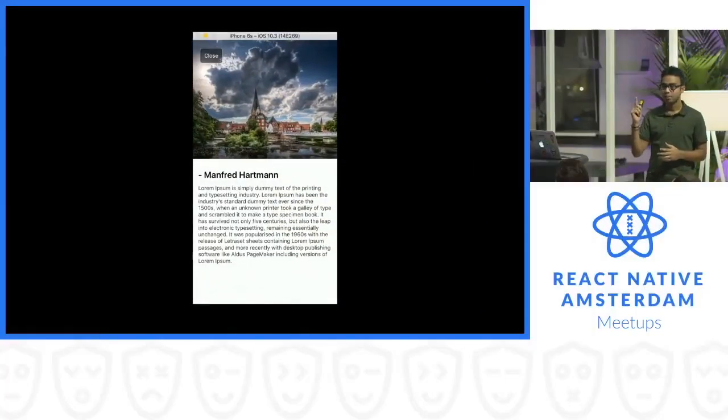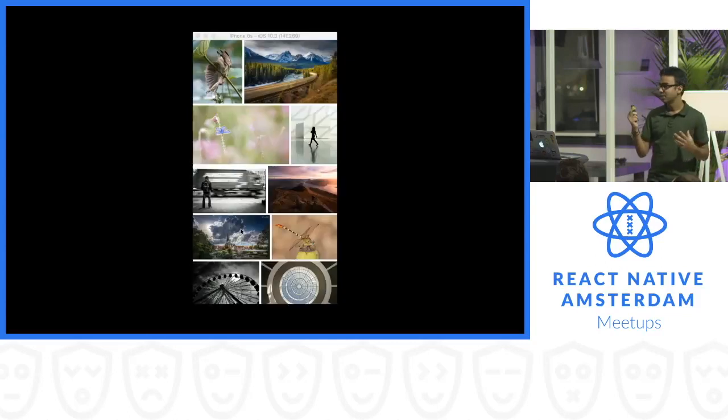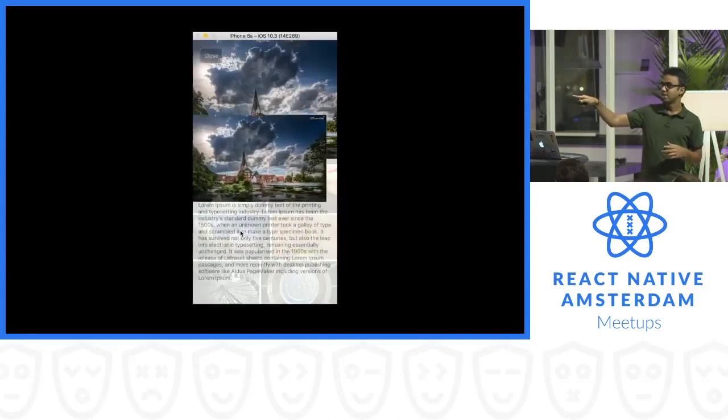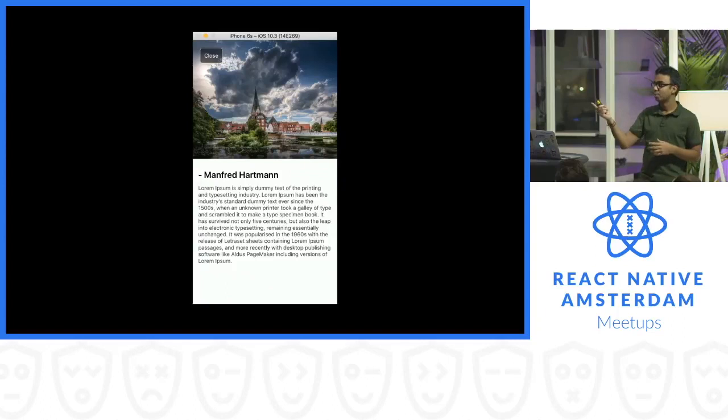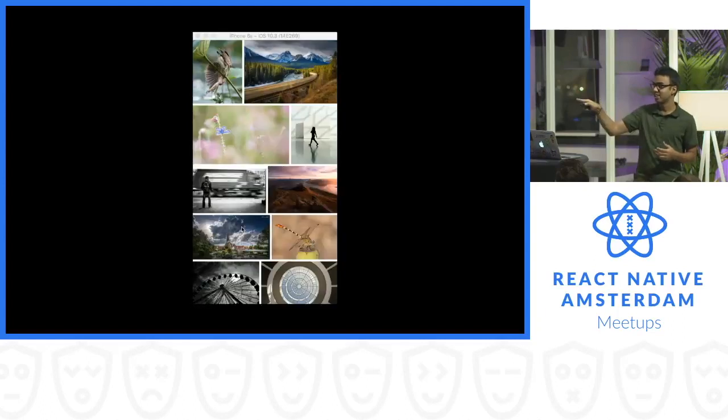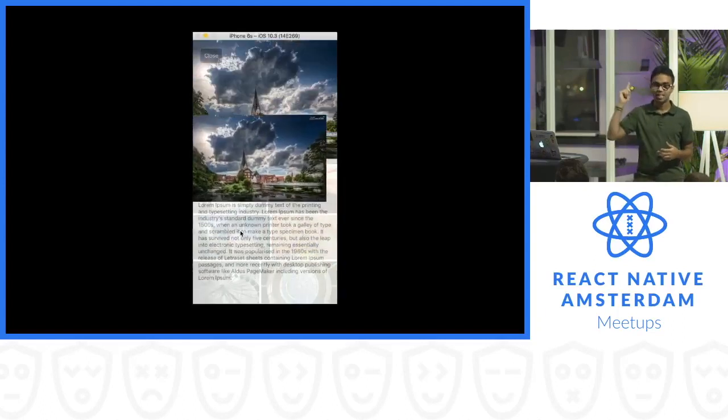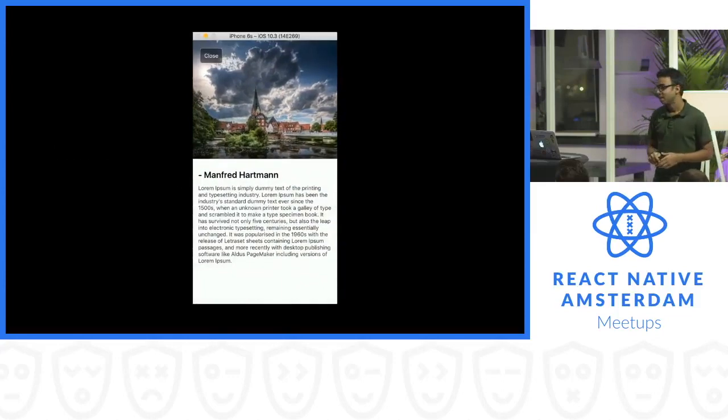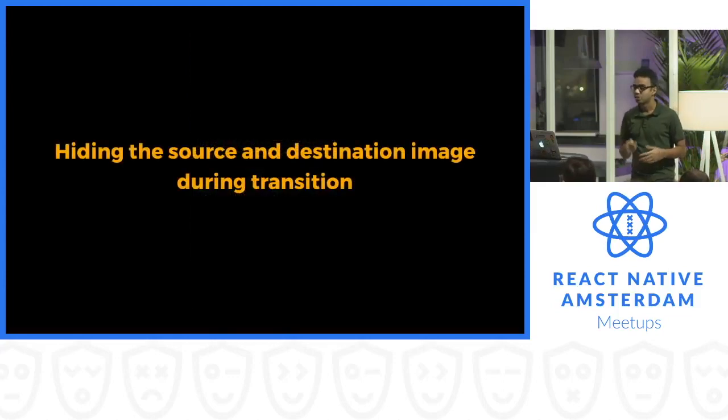One is the image in the background, which suddenly appears, and the source image which has been clicked has not disappeared. That means it still doesn't feel like the shared image, it still doesn't feel like it's the same image which has been animating, right? So let's do that. Let's hide the source and destination image during the transition.